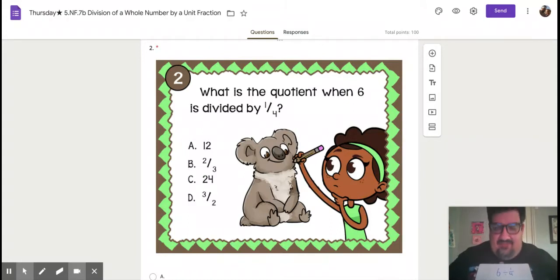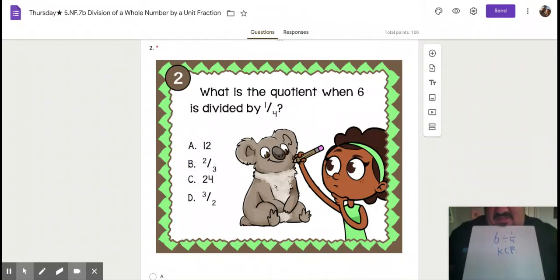So what is 6 divided by 1/4? So 6 divided by 1/4, how many fourths are in 6? That's all it's asking. But let's go KCF. So we got KCF. Looks like KFC, but spelled wrong. And again, it's okay if you spell it wrong, because that's how you actually spell keep, change, flip.